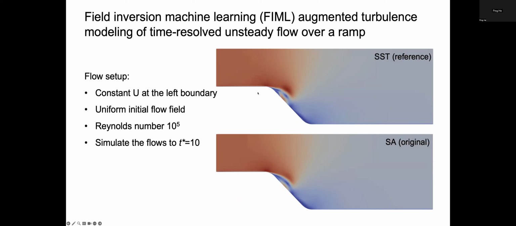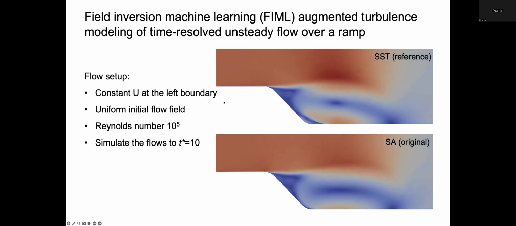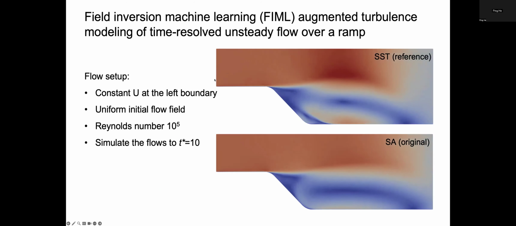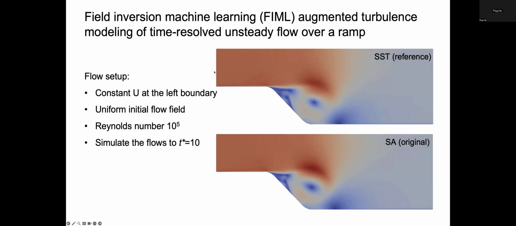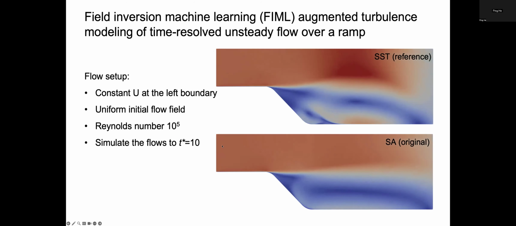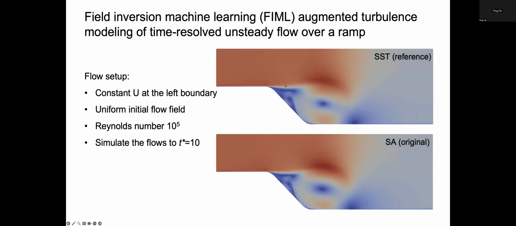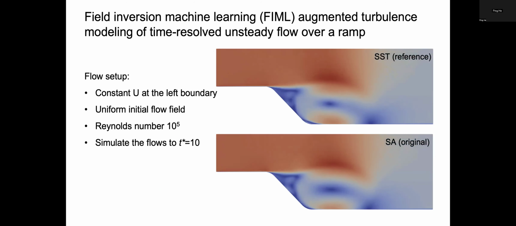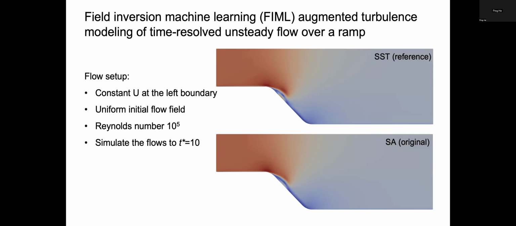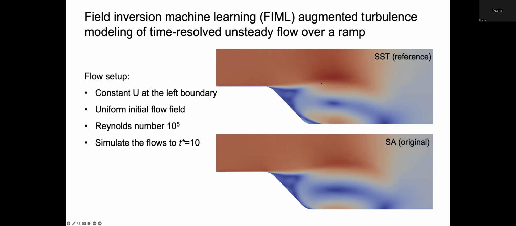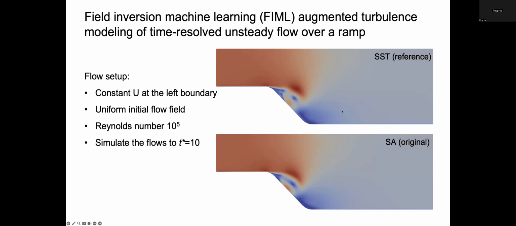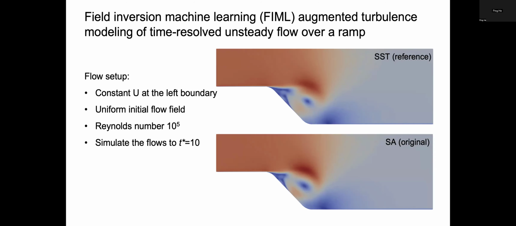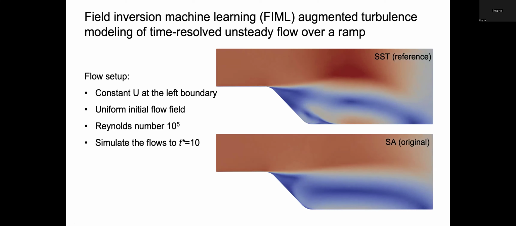Here you see an example of a ramp flow. I'm first going to very briefly talk about the setup of the unsteady flow simulation. We prescribe a constant velocity at the left boundary, and the initial flow field is uniform. As you imagine, when we start running the simulation, we can see some unsteady vortices rolling up and propagating downstream. Eventually, if you run this unsteady simulation for a long time, both of them will converge to a steady state solution.